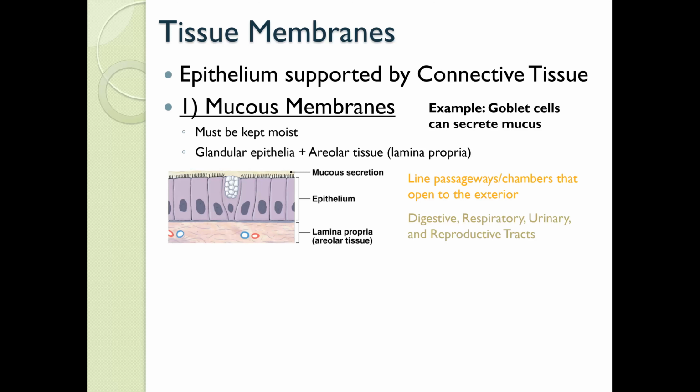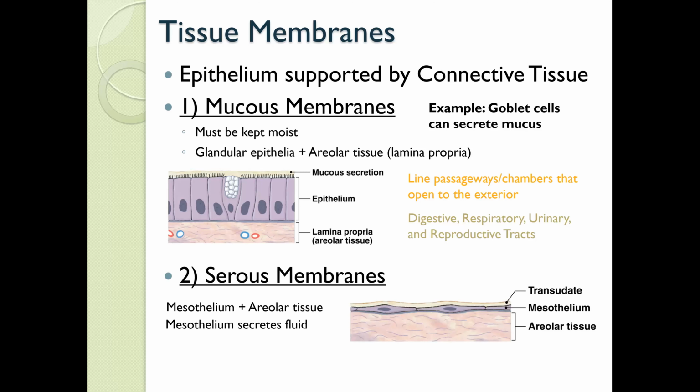The second type of tissue membrane is the serous membrane, and we've actually already talked about these in Chapter 1. So with the serous membrane, we have a thin layer of simple squamous called the mesothelium, and underneath that, again, we find areolar tissue. So we have the mesothelium and the areolar tissue, and the mesothelial cells can also secrete a fluid called a transudate that will line these membranes and help with their function of reducing friction.